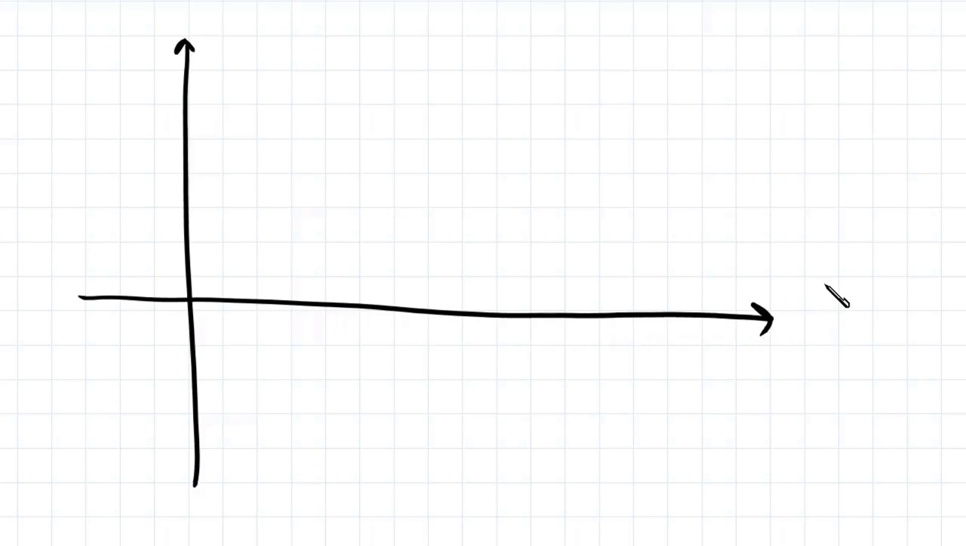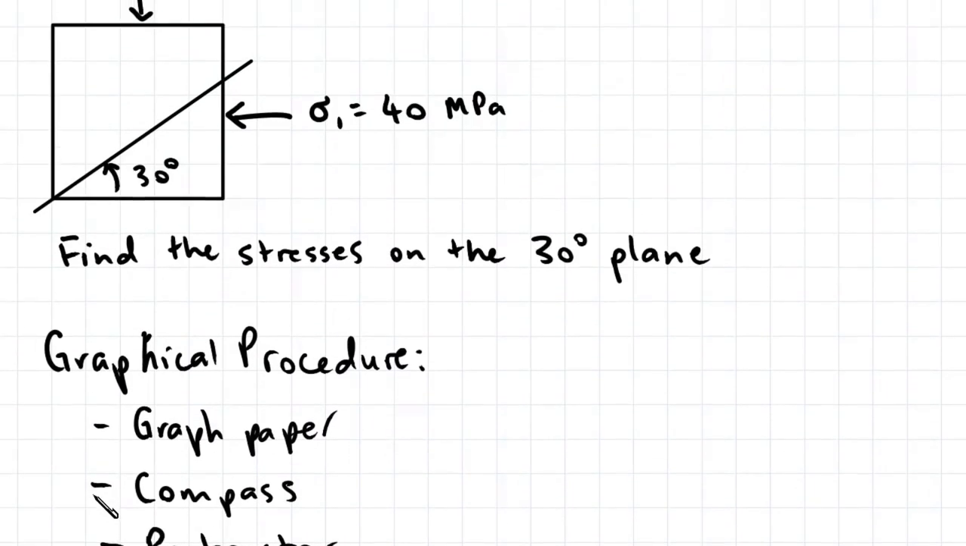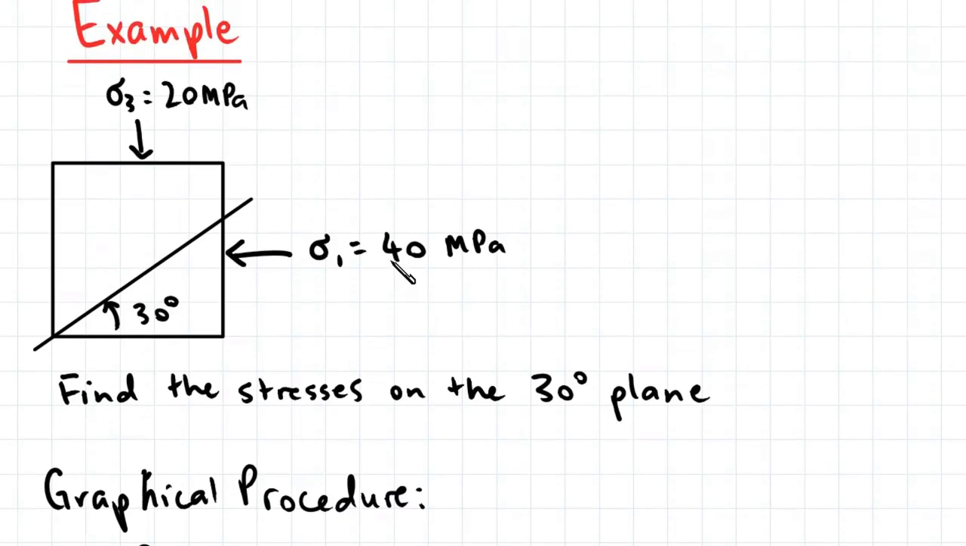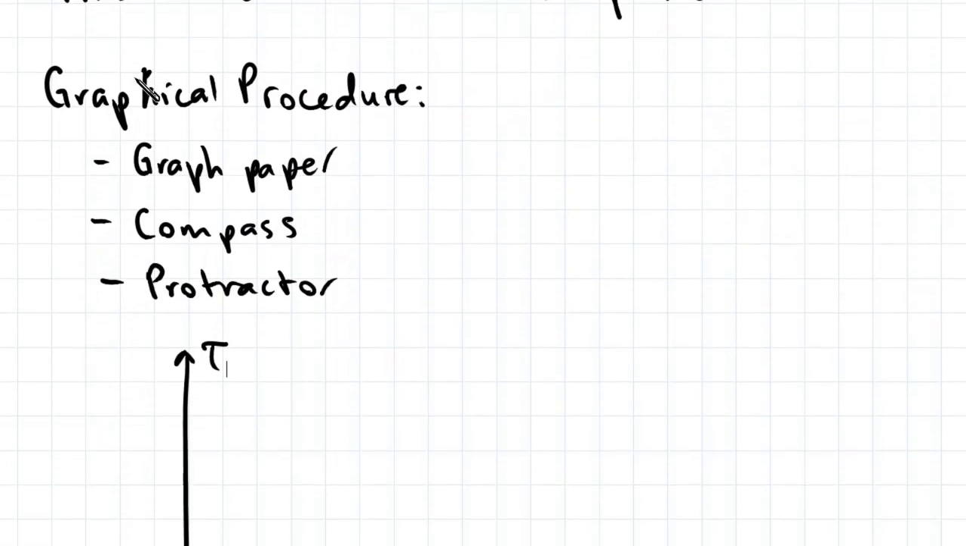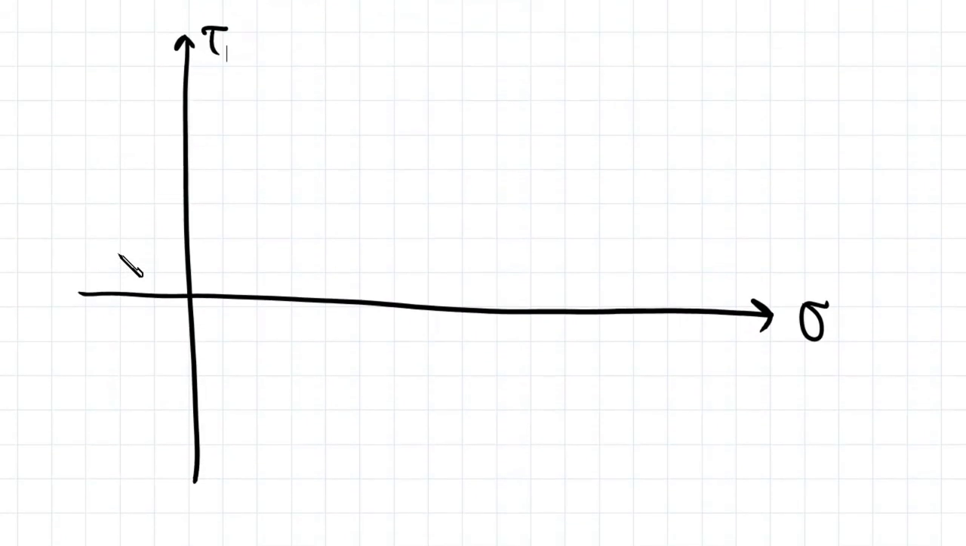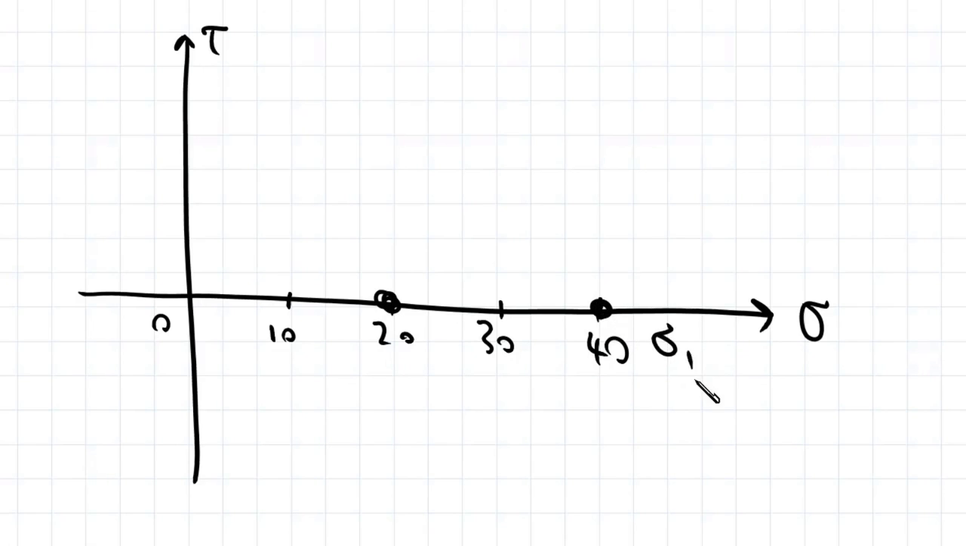So if I plot our plane of normal stress against shear stress, and we know our principal stresses, which are 40 and 20. So if I was to do this roughly to scale, 10, 20, 30, 40, and I'll mark on the plane where the principal stresses are. So sigma 1 and sigma 3.